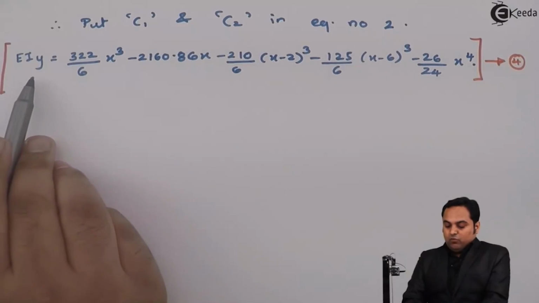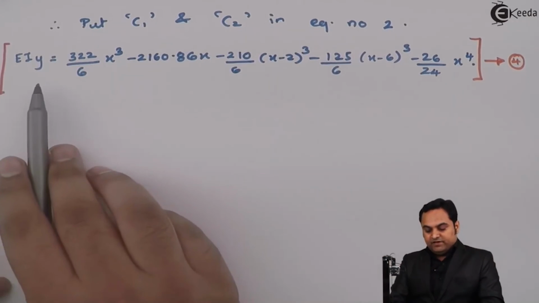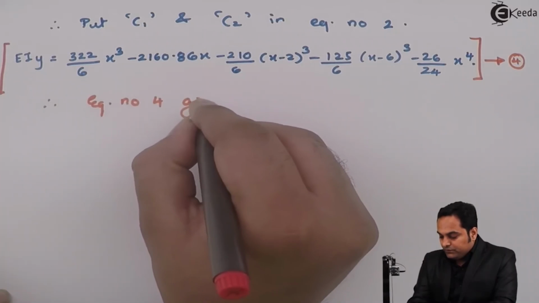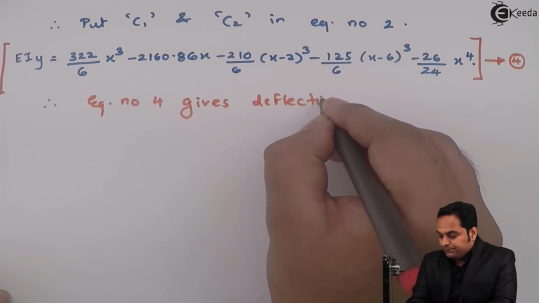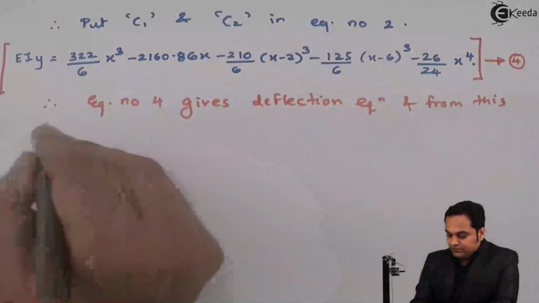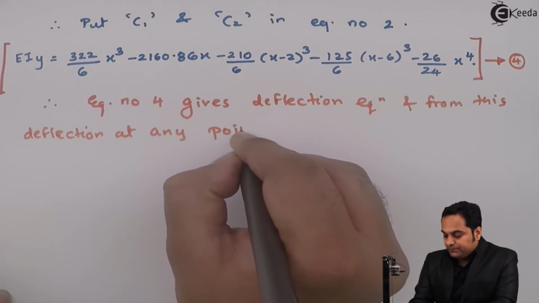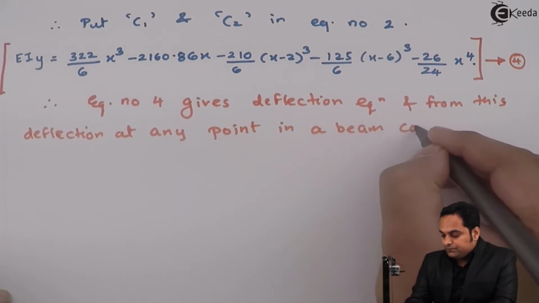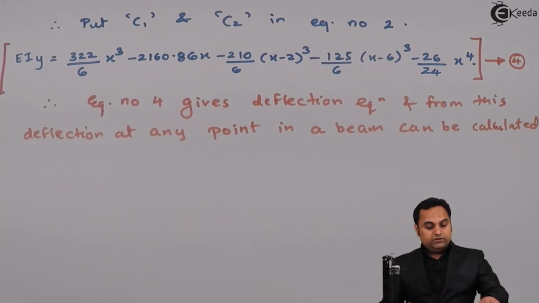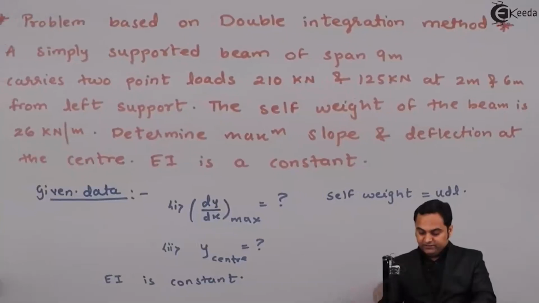In equation 4 we have y as the deflection, x is the variable, so at any given distance x on the beam we can find the deflection. So therefore equation number 4 gives the deflection equation, and from this, deflection at any point in a beam can be calculated.